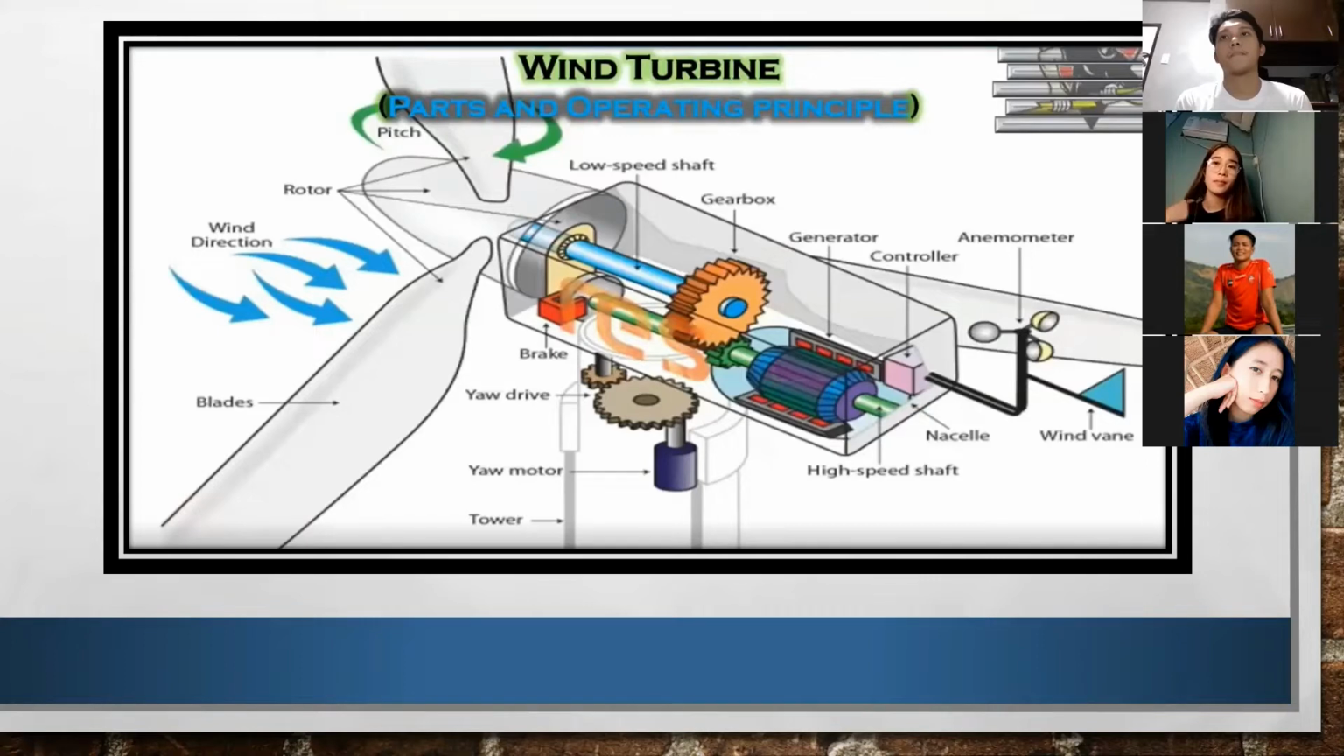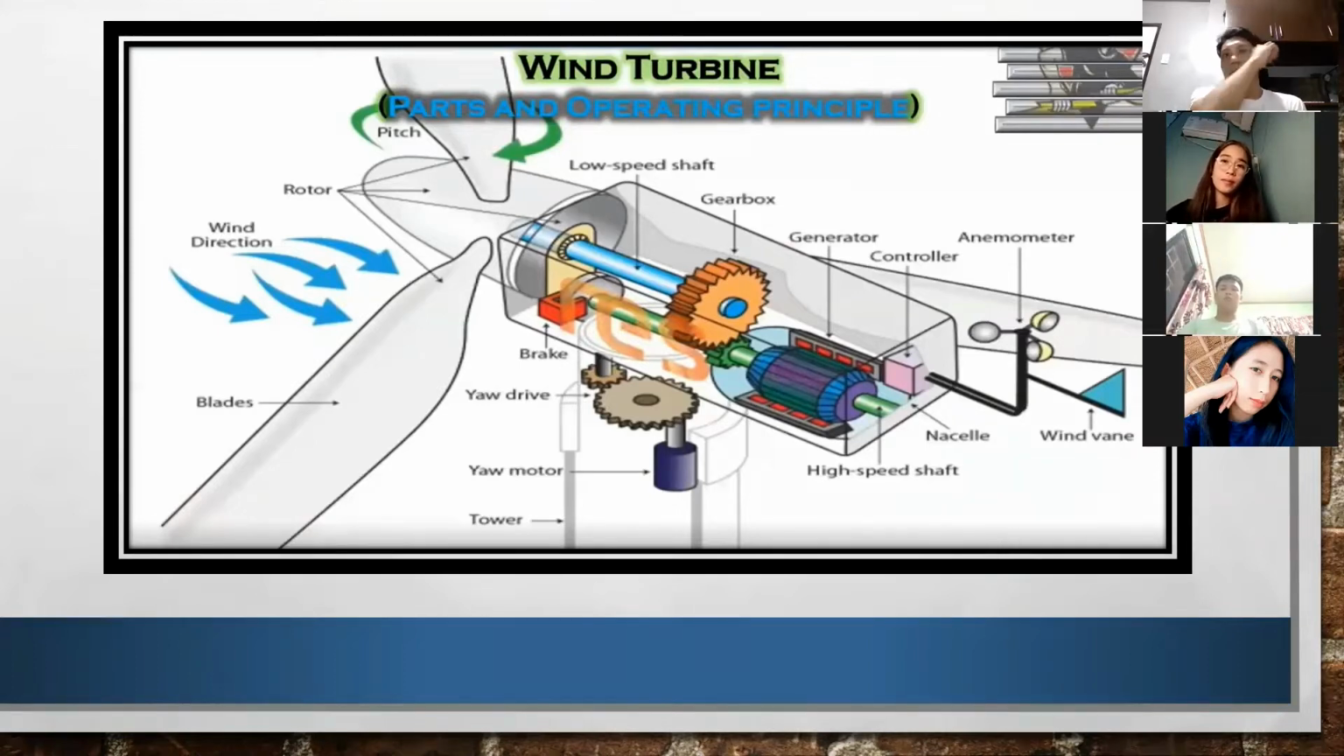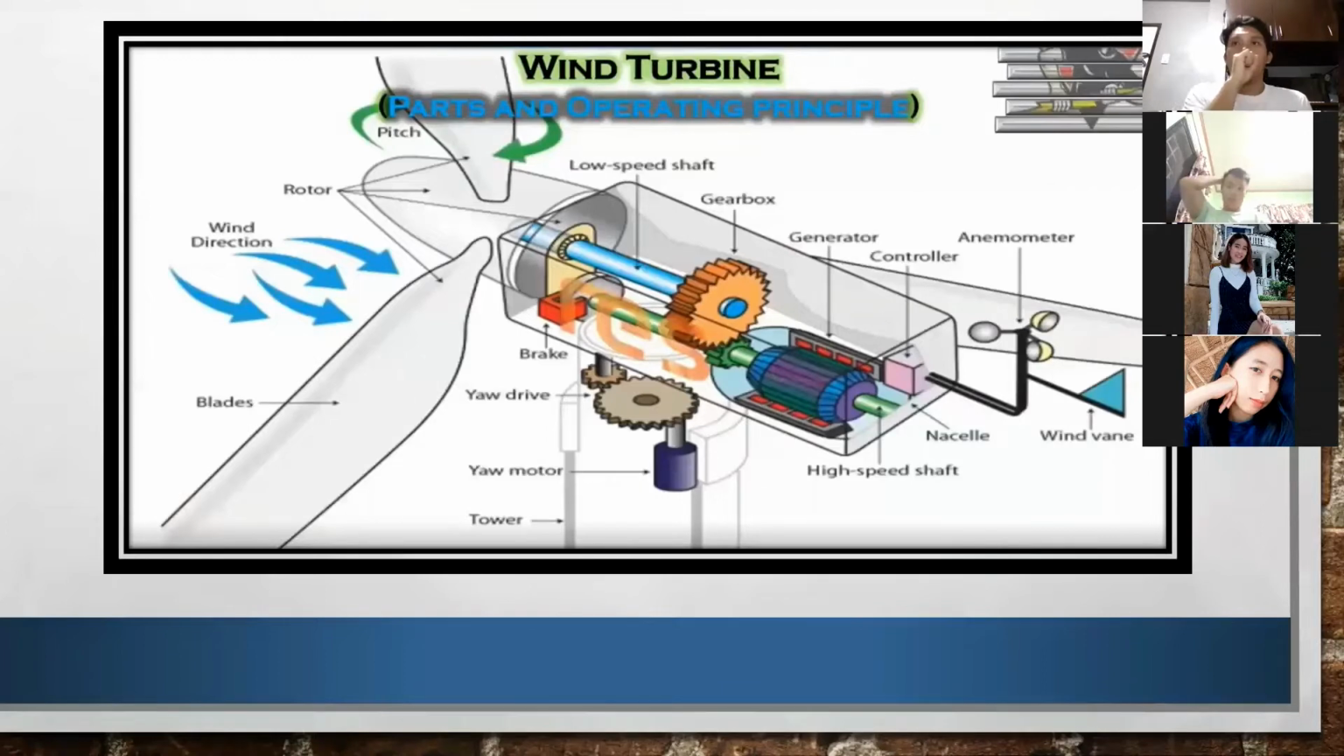Yung pinakaikot ng blades na yan is tumatakbo daw siya or umiikot siya ng 12 to 25 revolutions per minute. So, sinasabi dito na importante yung isang gearbox kasi hindi iikot ng maayos yung isang wind turbine kapag hindi naka-properly nalagay yung isang gearbox. Okay, next.